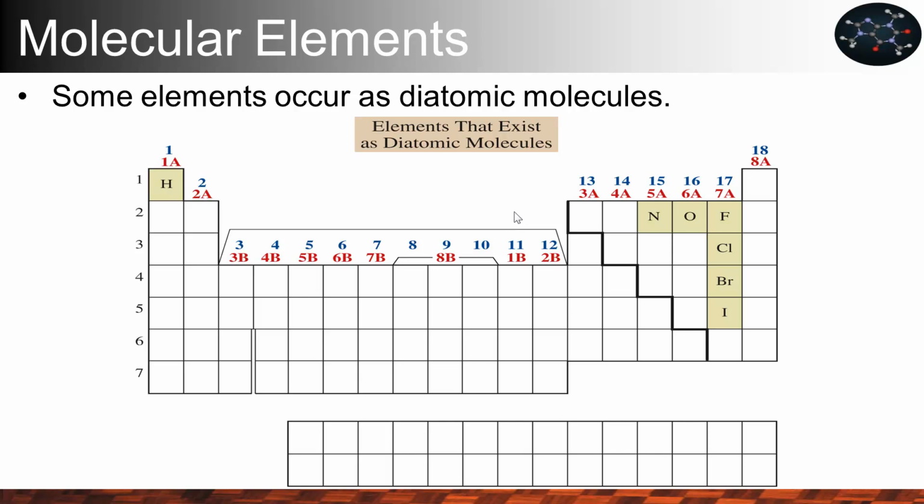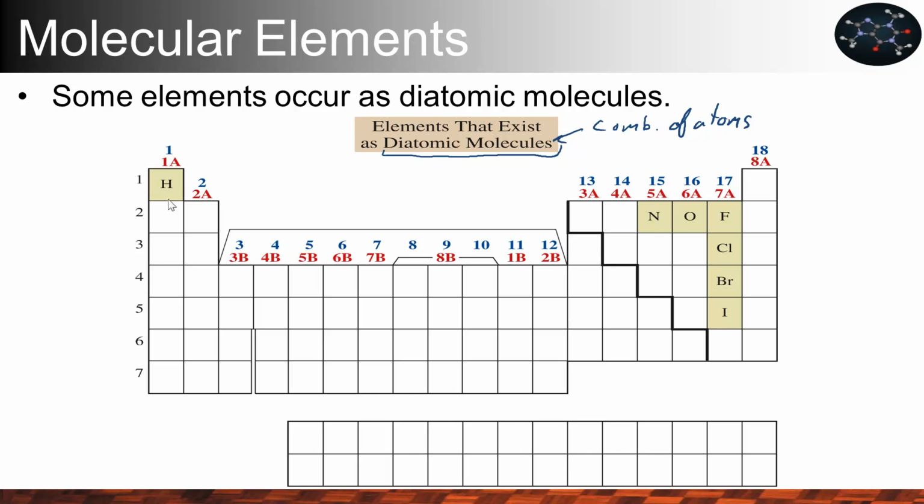On top of this, when we find some elements, instead of finding them as just individual atoms, some elements actually occur as what we refer to as diatomic molecules. Remember, all a molecule is, is a combination of atoms in some specific ratio and bonded together.